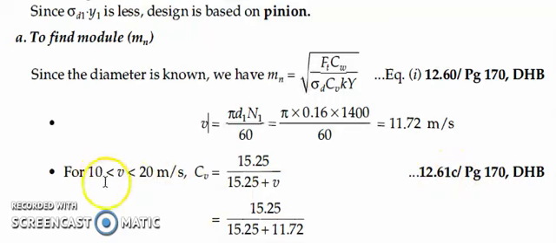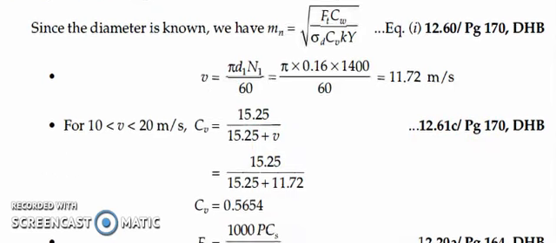So we can take the value of Cv from equation 12.61c, because V is in between 10 to 20 meter per second. So that is 15.25 divided by 15.25 plus V. Using that equation we will get the value of Cv.